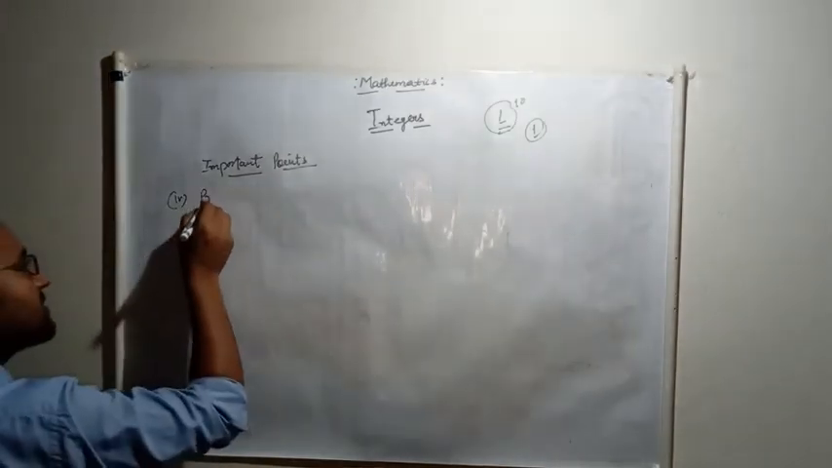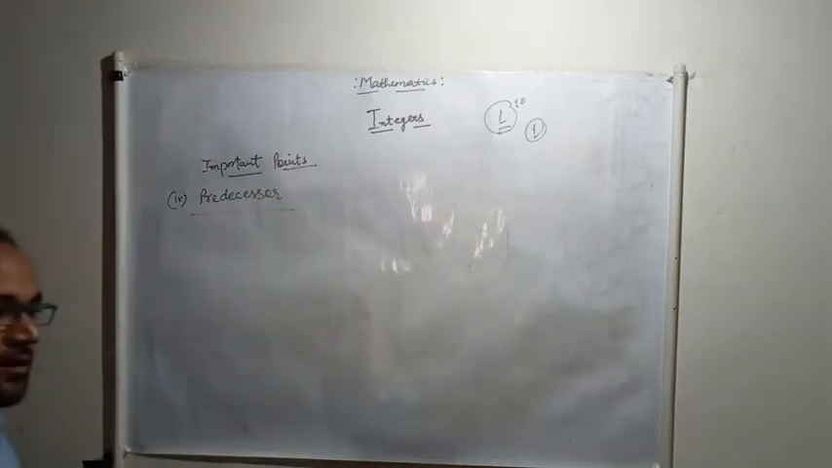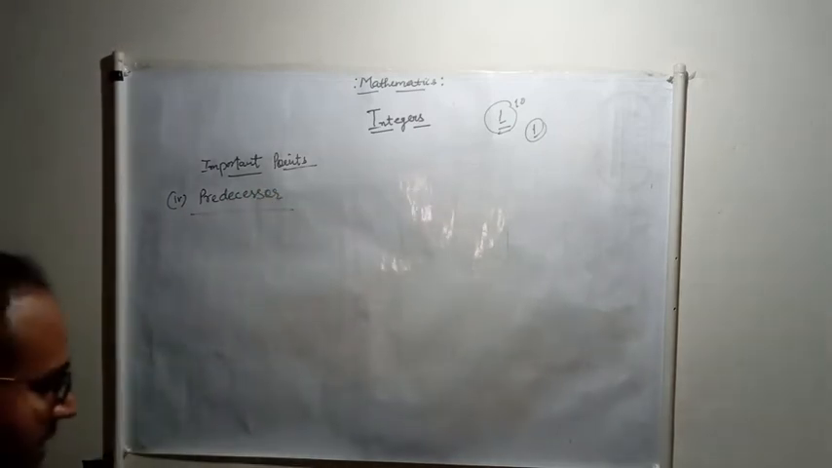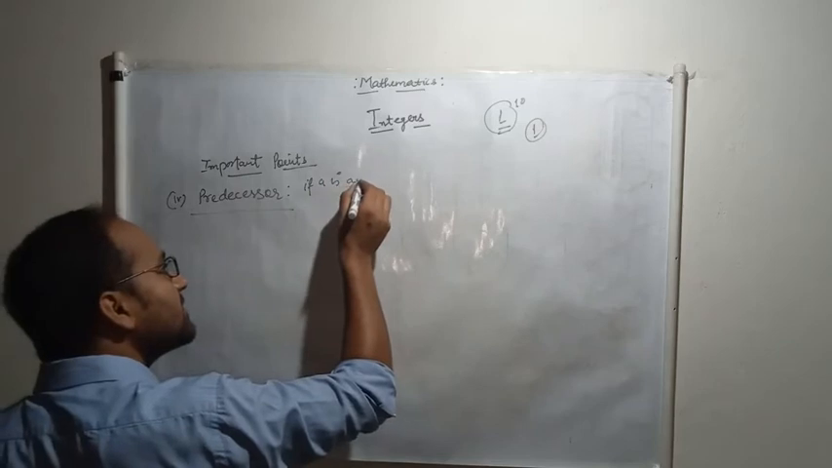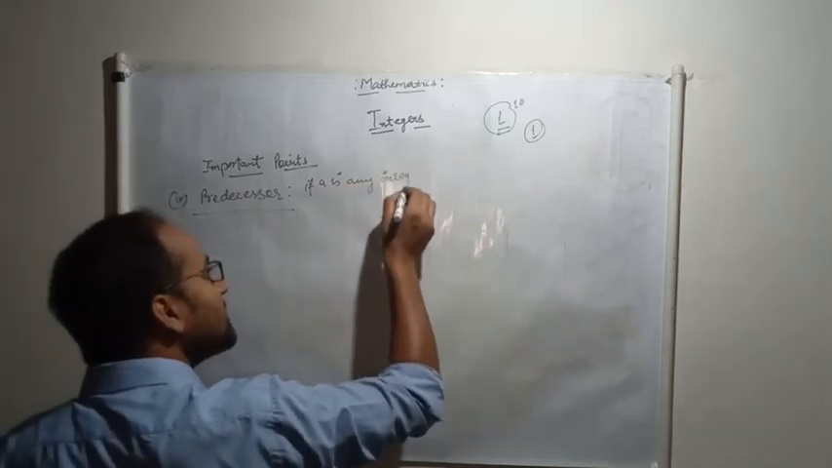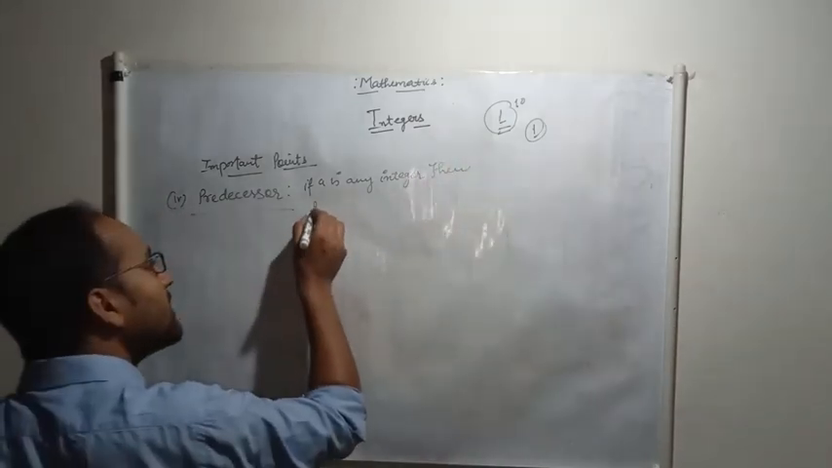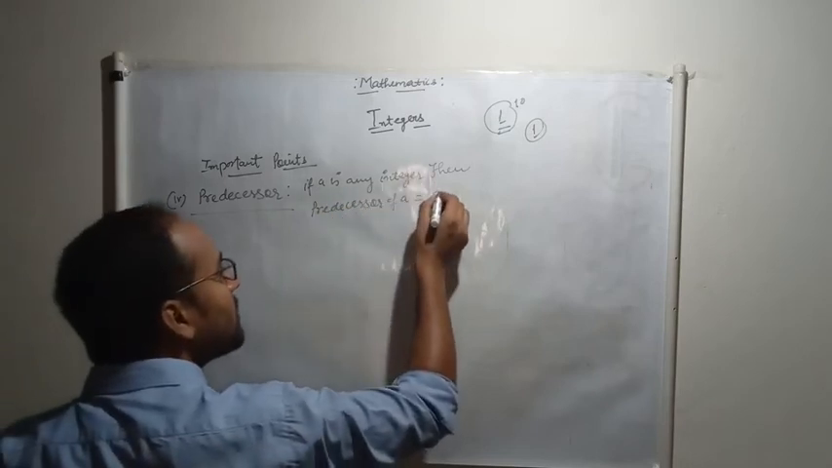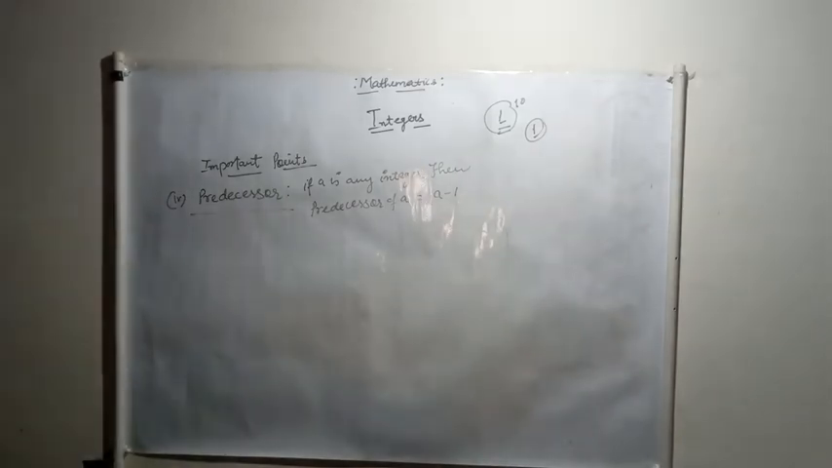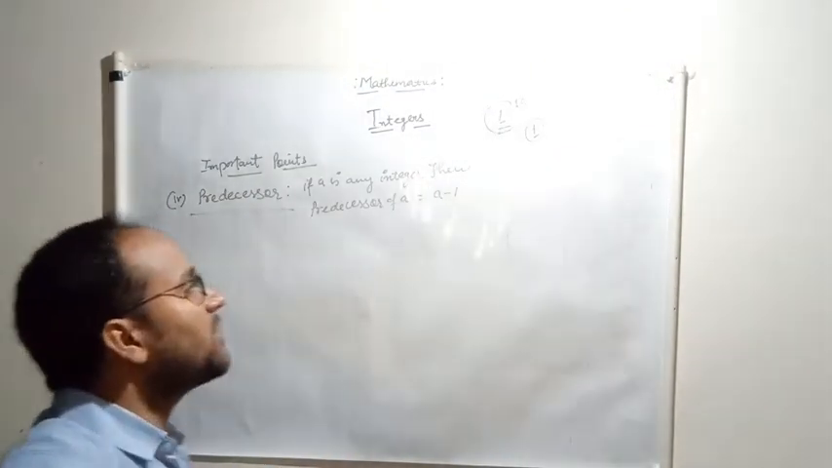Now the predecessor, students. It is also very easy. If a is any integer, then the predecessor of a is equal to a minus 1. It means by subtracting 1 from the given integer, you get the predecessor of the given integer.